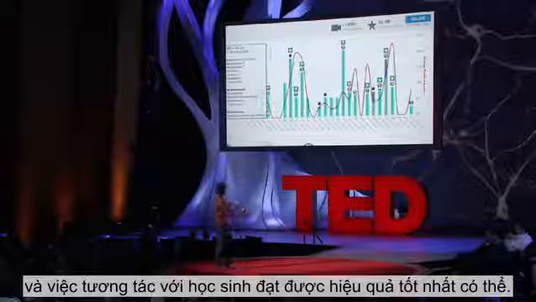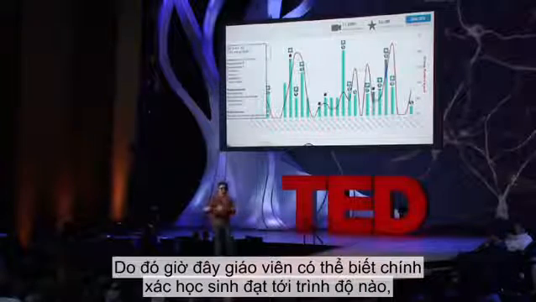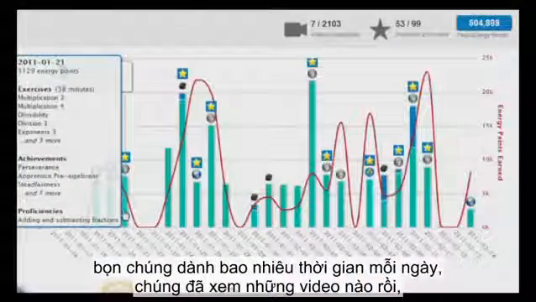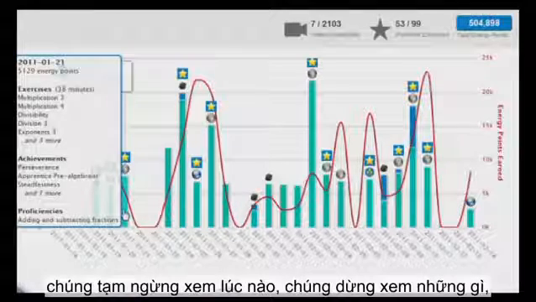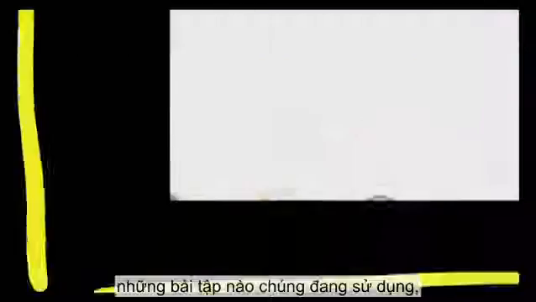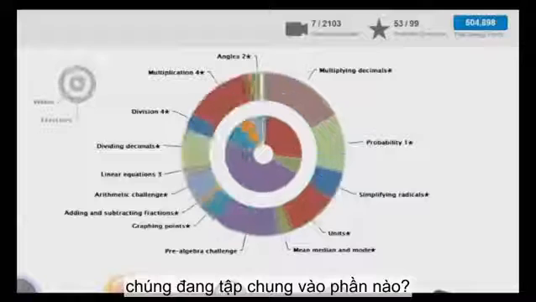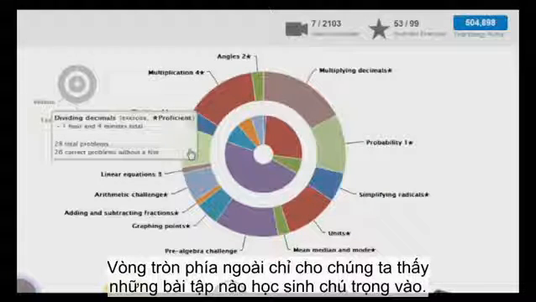so that they can make their interaction as productive as possible. So now the teachers know exactly what the students have been up to, how long they've been spending every day, what videos they have been watching, when they paused the videos, what they stopped watching, what exercises they are using, what they have been focused on. The outer circle shows the exercises they're focused on. The inner circle shows the videos they're focused on.